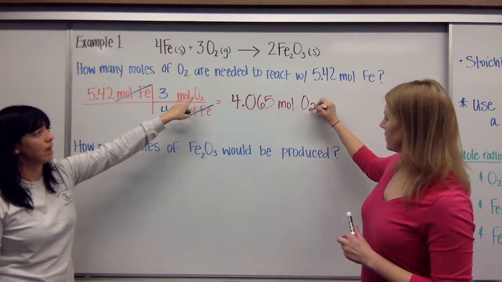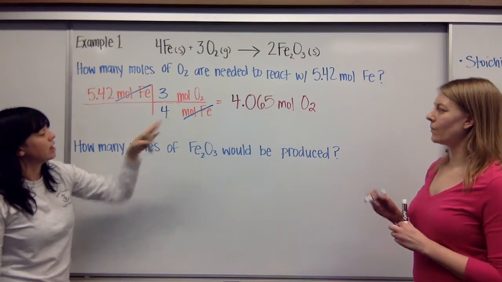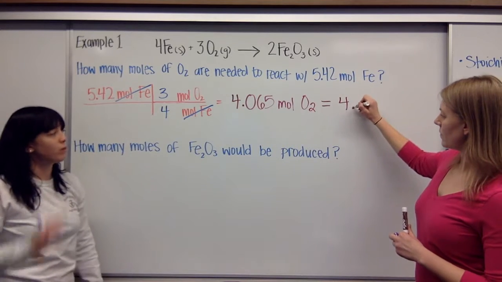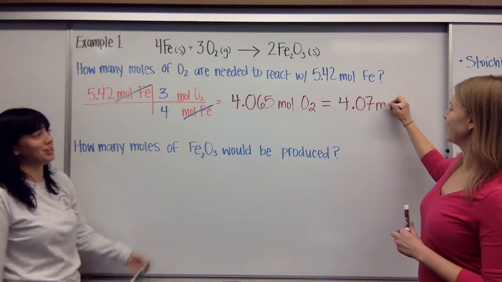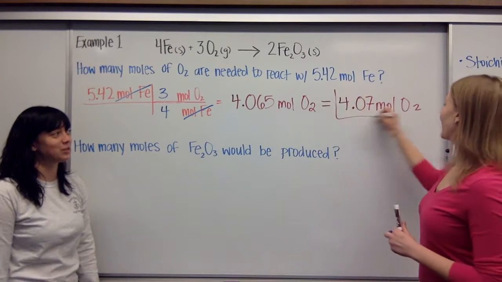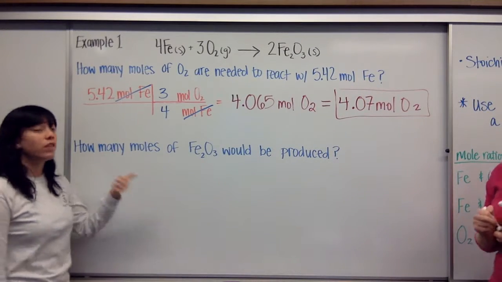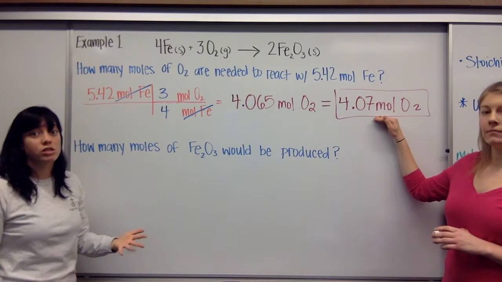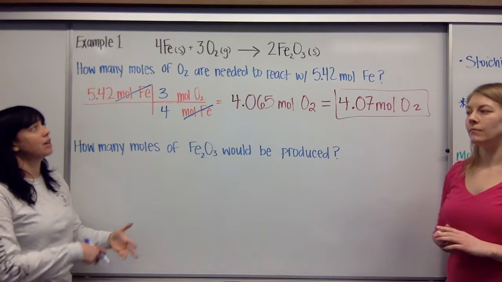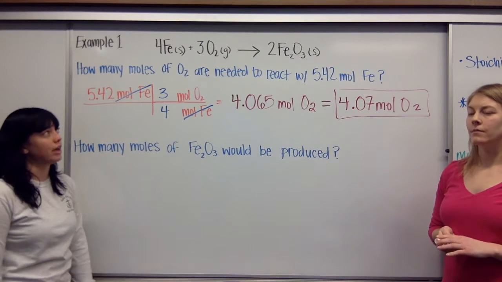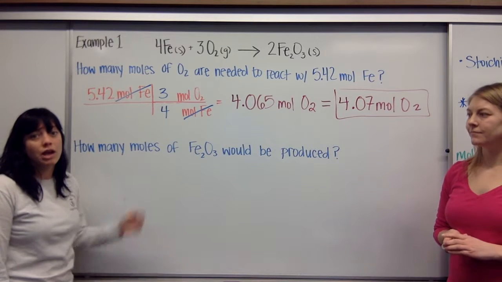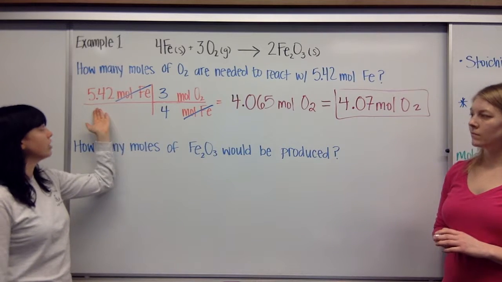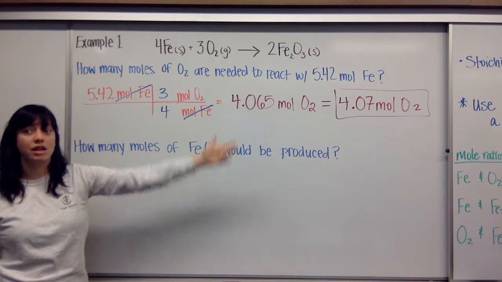moles of oxygen gas, but I need to round to the correct number of sig figs based on my given, 1, 2, 3, so I get 4.07 moles of oxygen gas. So, if I start with 5.42 moles of iron, I am going to need at least 4.07 moles of oxygen gas to react to produce my iron(III) oxide. So now I'm going to figure out how many moles of iron(III) oxide would actually be produced if I had this much iron and this much oxygen gas.